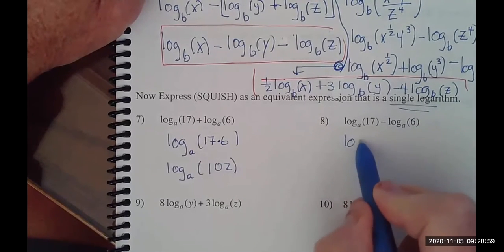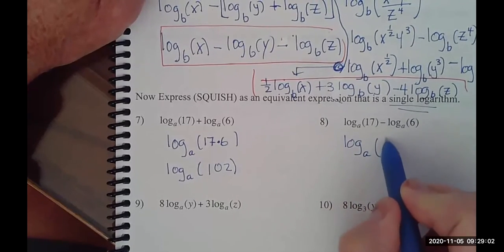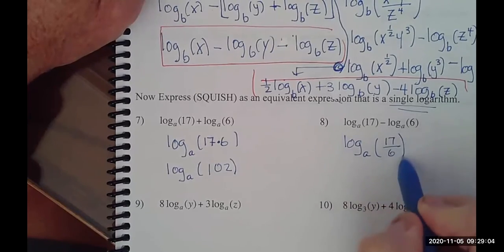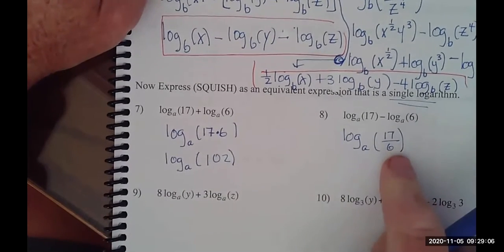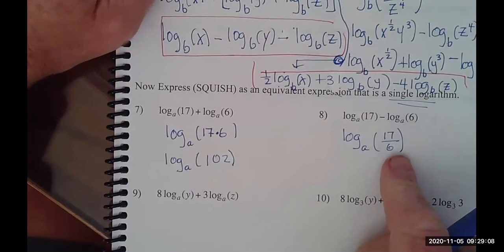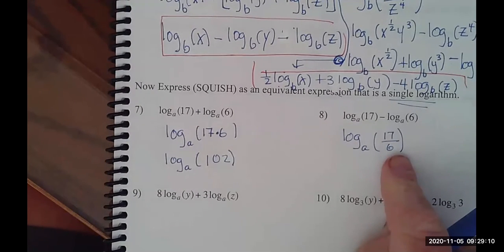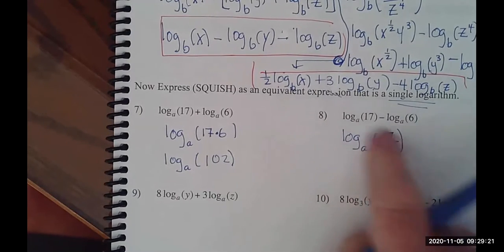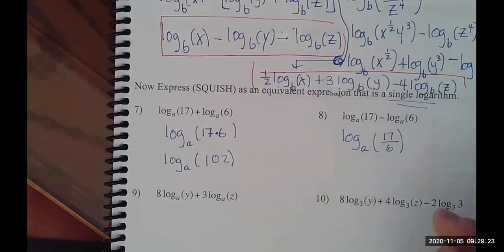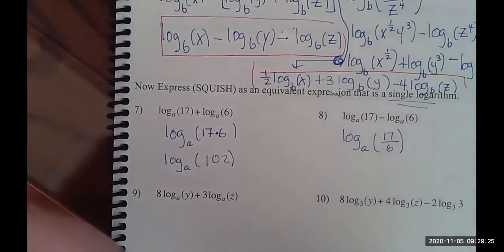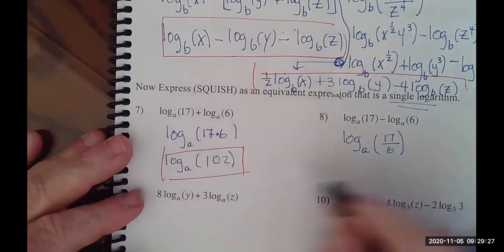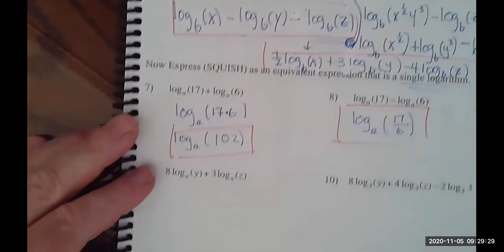This one here is log base a, quotient: 17 divided by 6. Leave it as 17 divided by 6. You don't need to write it as a decimal like 2.9. 6 doesn't go into 17, but it goes into 18, so it's a little short of 3. You don't need to rewrite that. So leave it like this. Probably that one, and then this one here for sure.